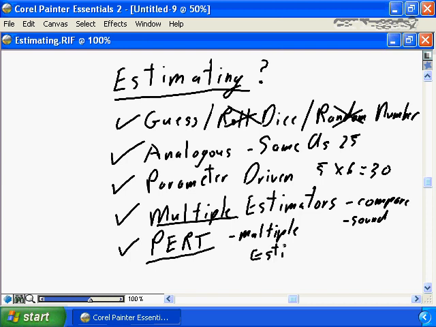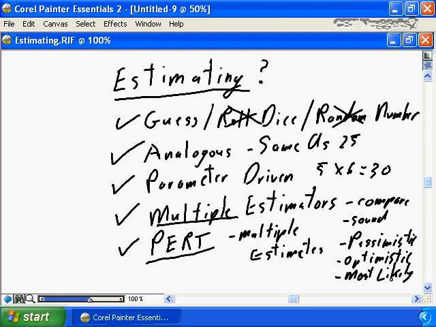So you yourself or your estimator develop multiple estimates for each task. You develop a pessimistic, an optimistic, and a most likely. And then using the PERT formula, which is simply the pessimistic plus 4 times the most likely plus the optimistic, divide that by 6, will be your actual project estimate.